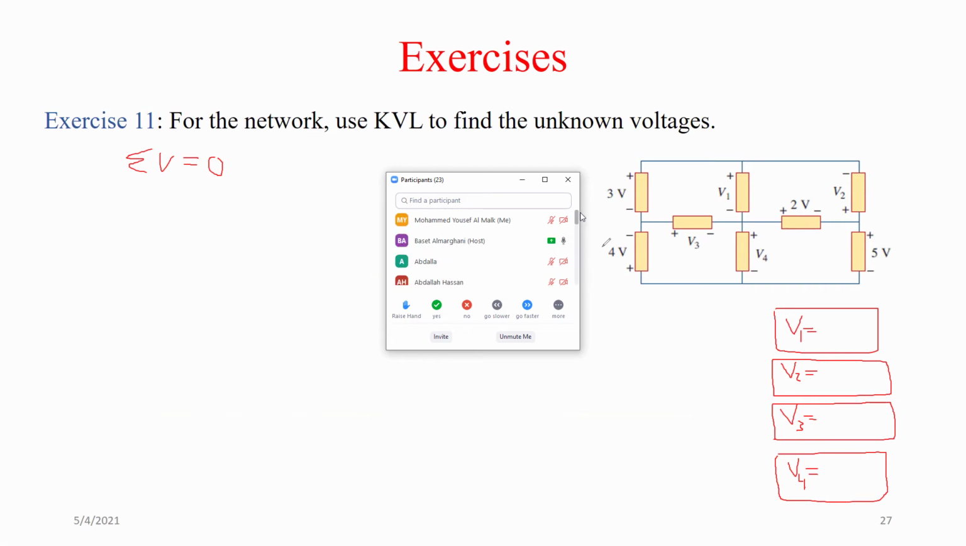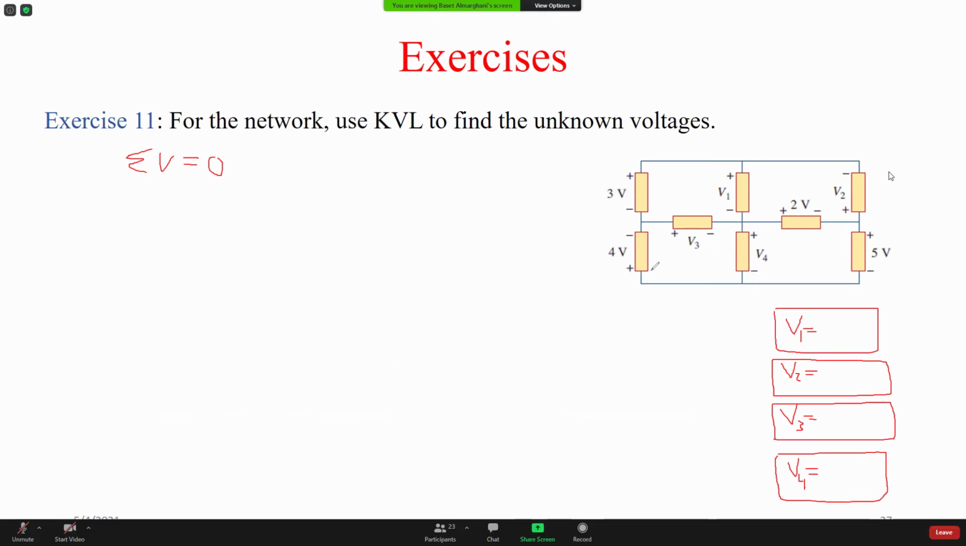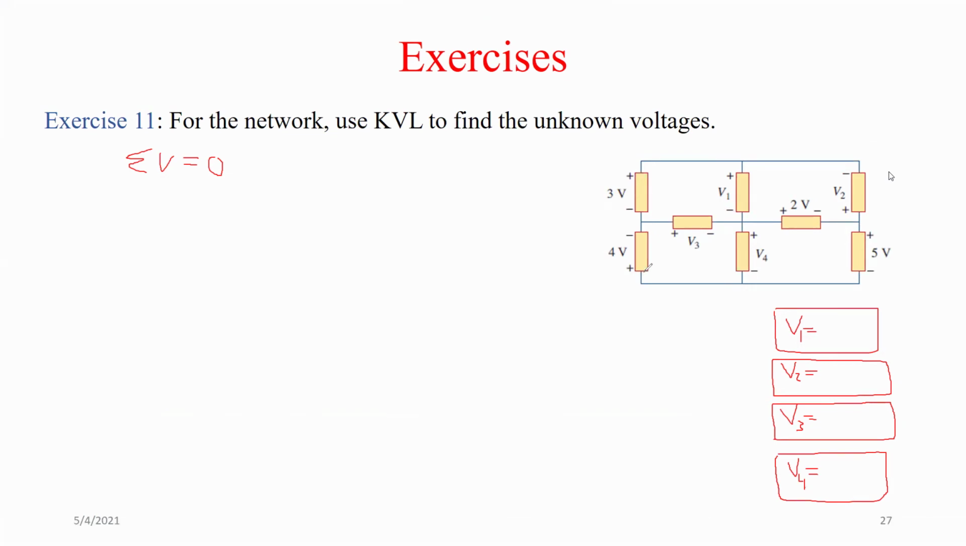I take each loop. I need 4, so I take 4 simple loops. If I go into this one, in this loop, I'm gonna start from a point, go this way, continue until I finish, go all around.